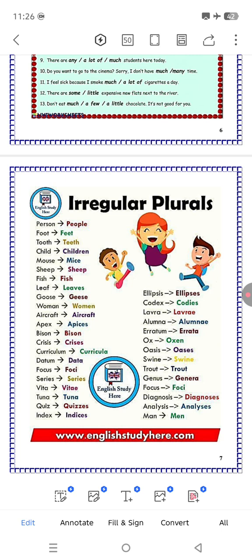The third group is the words that change by changing only the last letter or two letters. For example, datum into data, focus into foci, and we have vita into vitae. So here you put them in one group, as you have approximately the same change.